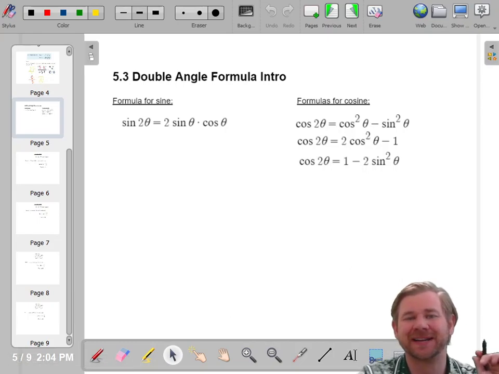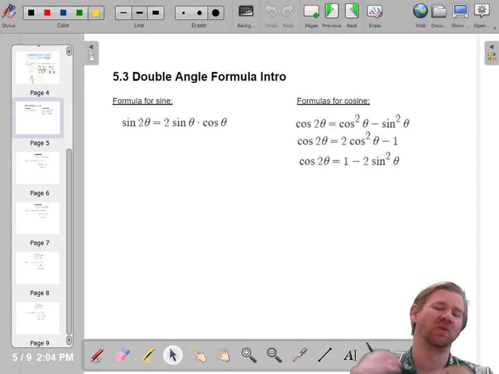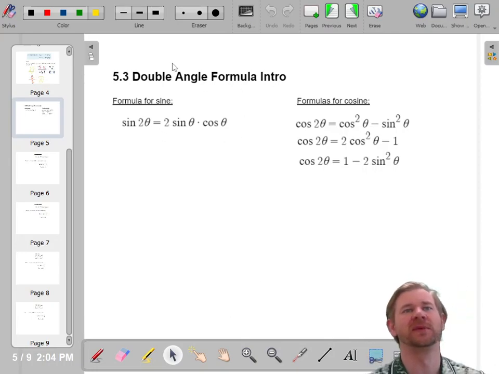Everyone, now let's talk about double angles. You can figure these formulas out using the sum and difference formulas that we've been using pretty easily, but we're kind of moving past the trig proof phase. So right now, I'm just going to say, here's the formulas that you need.